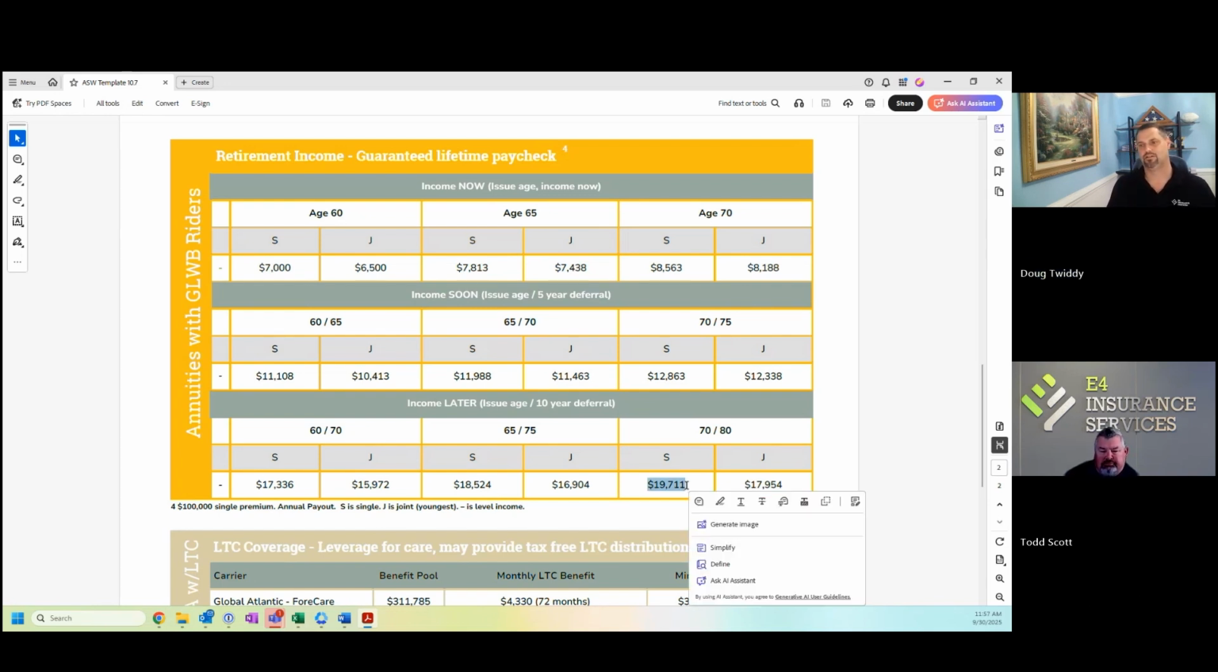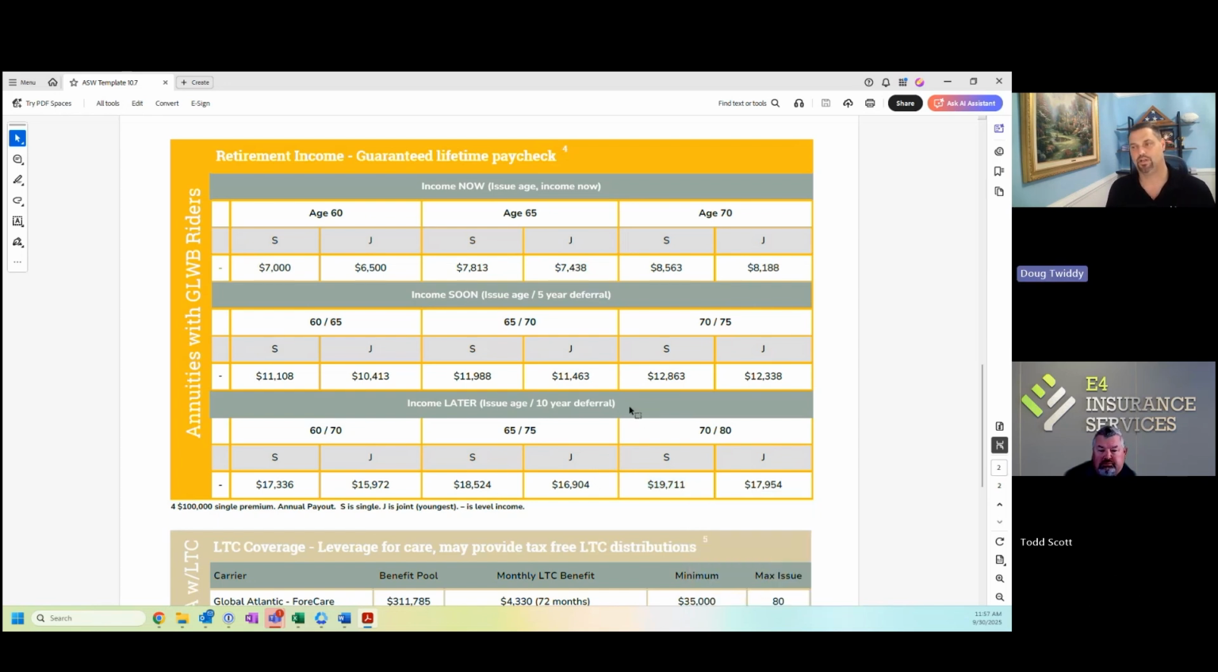19.7% of the original premium guaranteed for life. Right, so a 70-year-old deferring income till age 80 would get nearly 20% of their premium guaranteed every year for life. Nice, easy grid to look at.